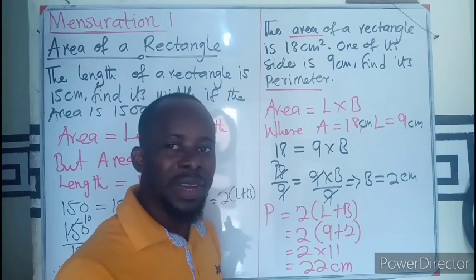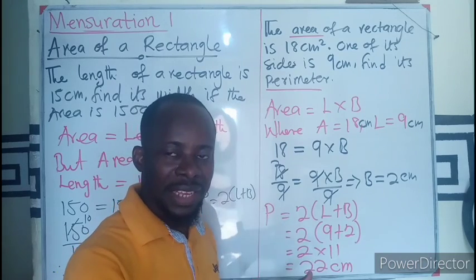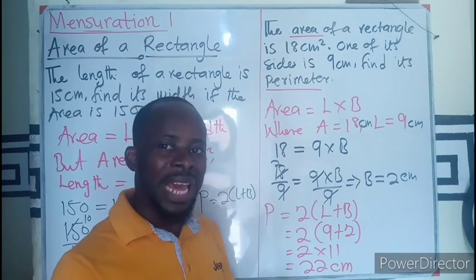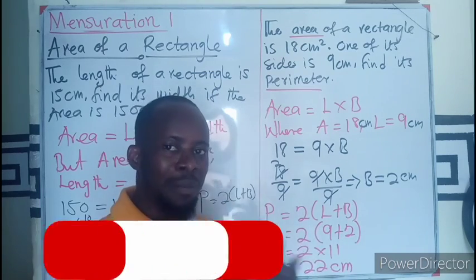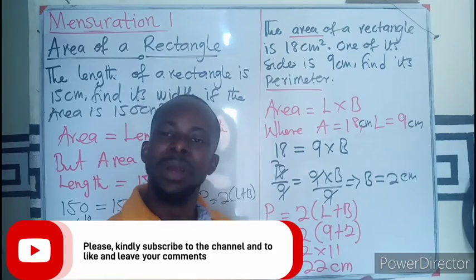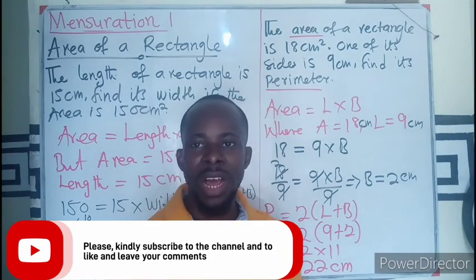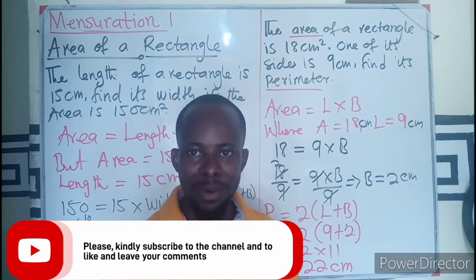Alright, I believe the concept is clear. Finding the area of a rectangle is just multiplication of the length and the breadth, the dimensions. Multiply them, make one the subject. If the area is given, then voila, you are good to go. I believe you get the concept.